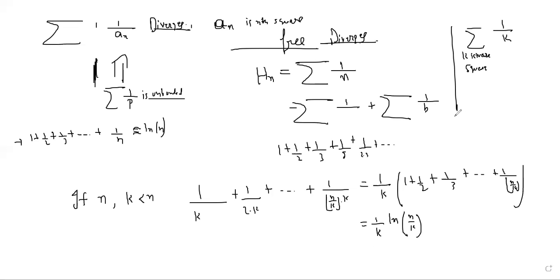Okay. I mean, but n by k is what I'm getting. Yeah, but you can put it n if you want. This is less than 1 by k. Yeah, you can say that. But actually, that doesn't make much difference, right? Log n and log n by k is not so different. Just a difference of 1.